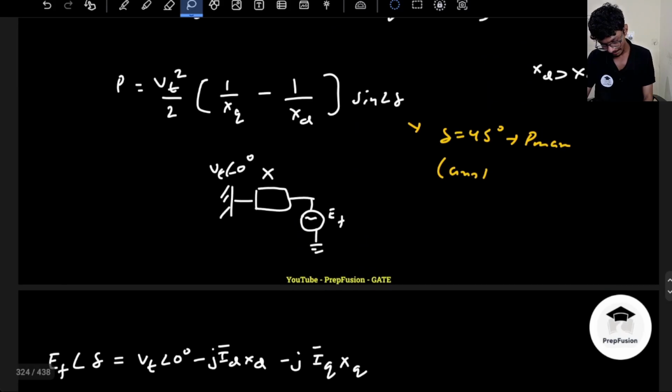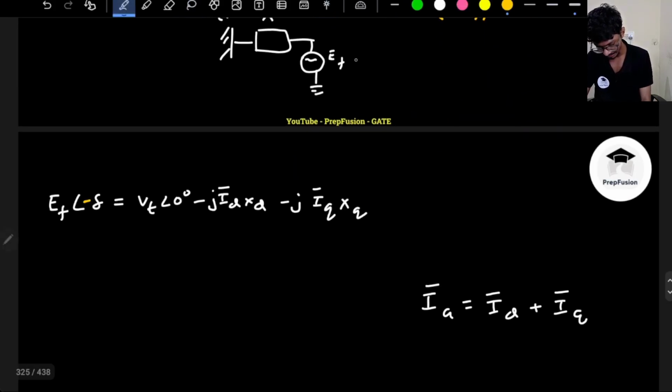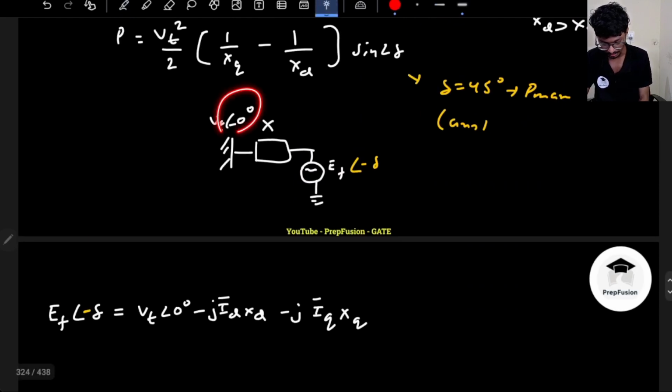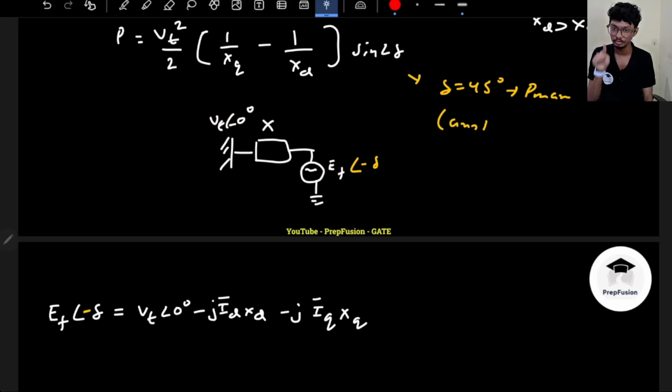So power will be maximum when delta is 45. So I should actually write here minus. If I don't write minus, that means it will be wrong, right? Because power always flows from higher angle to lower angle. So delta, if I have assumed to be positive, then I have to write here minus. So please don't get confused by this. Power always will flow from higher angle to lower angle.